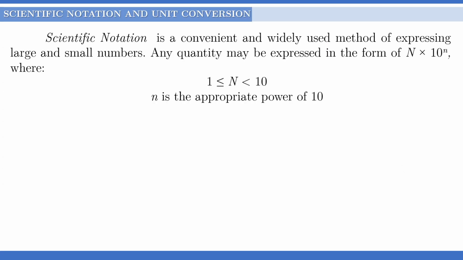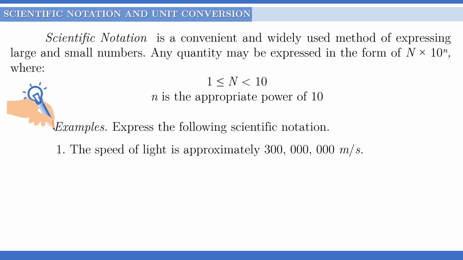A short recap of the scientific notation, which is conveniently and widely used in expressing large and small numbers. We have the form of the uppercase letter N times 10 raised to lowercase letter n, where uppercase N is greater than or equal to 1 but less than 10, and lowercase n is the appropriate power of 10. Expressing this value in scientific notation, we obtain 3 times 10 raised to 8 meters per second.